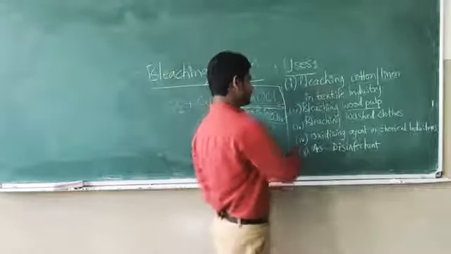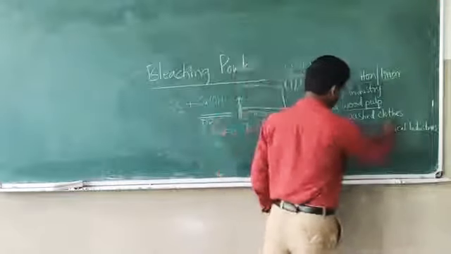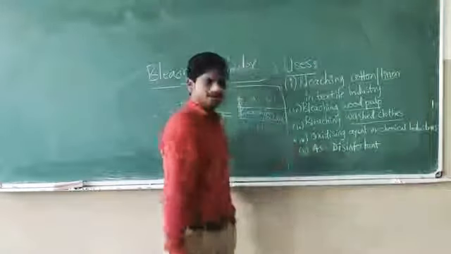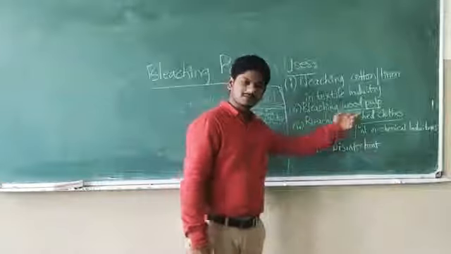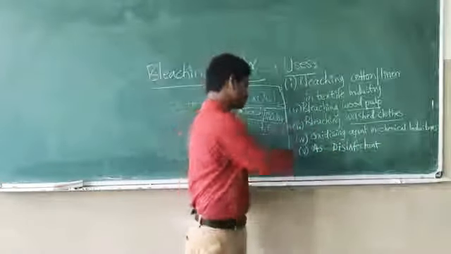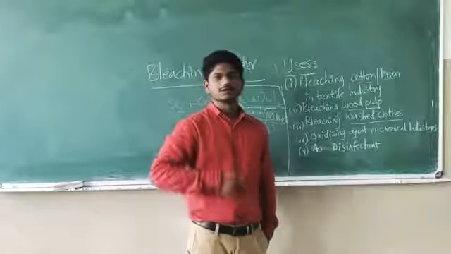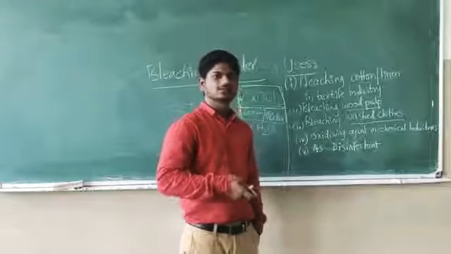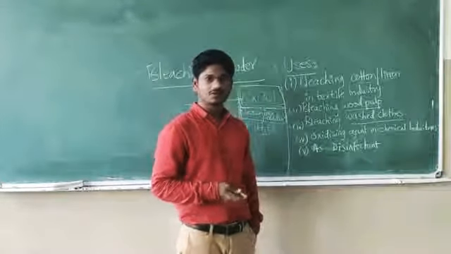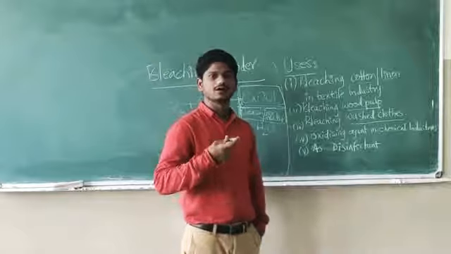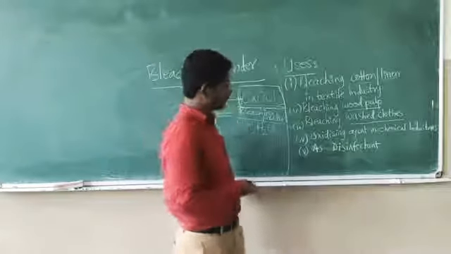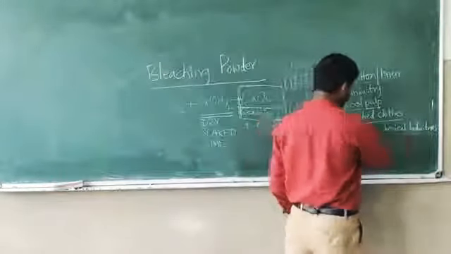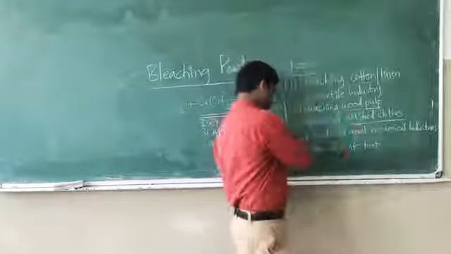So bleaching essentially means it makes them white. Right? And the next use is bleaching washed clothes. Very important. The laundries are going to do this. If you give clothes for washing, once they wash, they are going to bleach your clothes so that they look like new clothes. Right? So it is used in bleaching washed clothes.